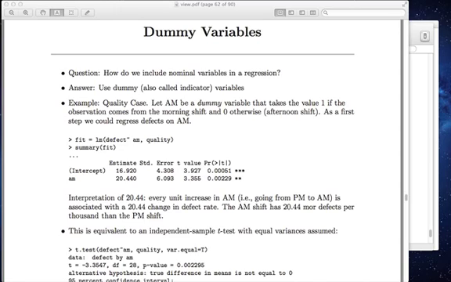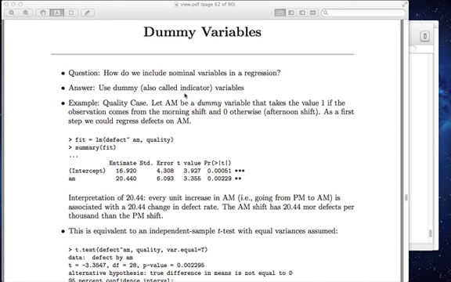This video is going to talk about dummy variables. Dummy variables provide a way for us to include categorical variables in a regression. So let's start with the simplest case, which is when we have a categorical variable that only takes two values.